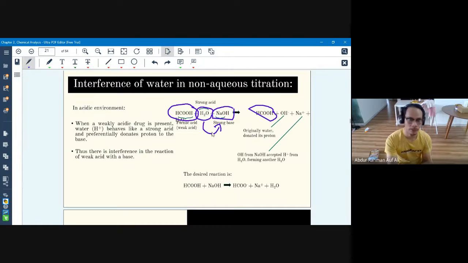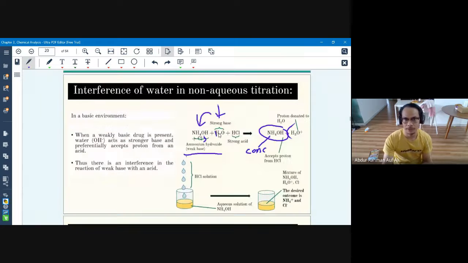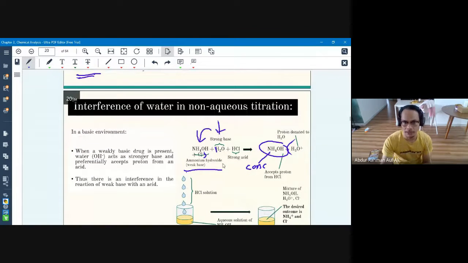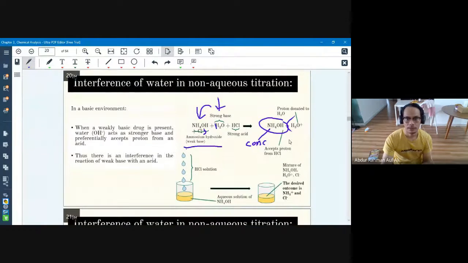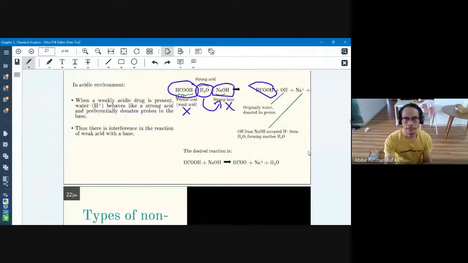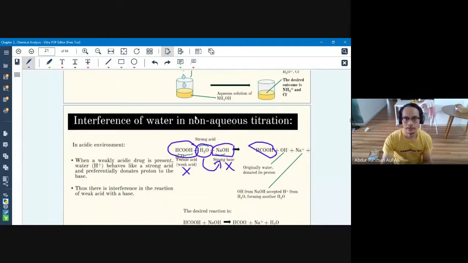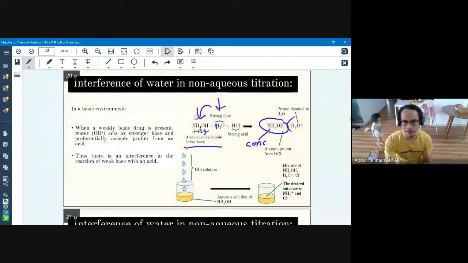So we do not want this. And this is the problem kalau kita titrate a weak acid dengan a strong base. Kalau kita titrate a weak acid dengan strong base, this is the problem. Okay? Kalau kita titrate a weak base dengan strong acid, also this is the problem. Water could interfere. Okay, air boleh mengganggu.